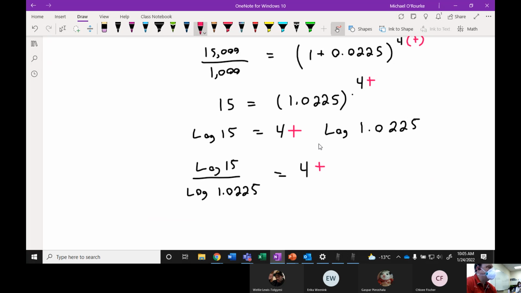No. Where'd you get lost? Right where the log came in. Yeah, log 15, that's right. Log 15, log this side. Then you divide log 15 by log 1.0225. You move this over there and make it divide.